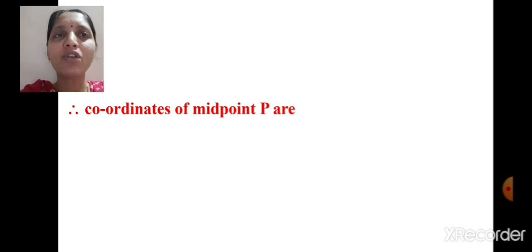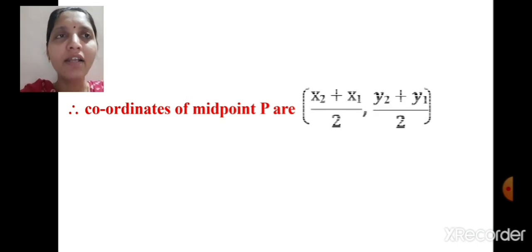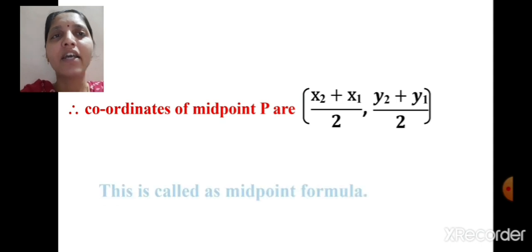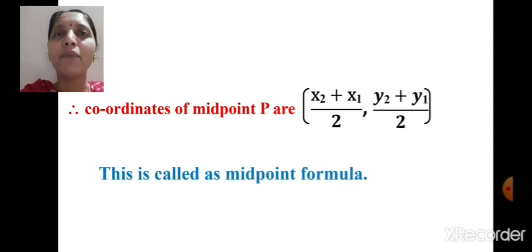Therefore, the coordinates of point P are x2 plus x1 upon 2 and y2 plus y1 upon 2. And this is also called the midpoint formula. Okay. I hope you all have understood the two formulae we have learned today: the section formula and the midpoint formula.